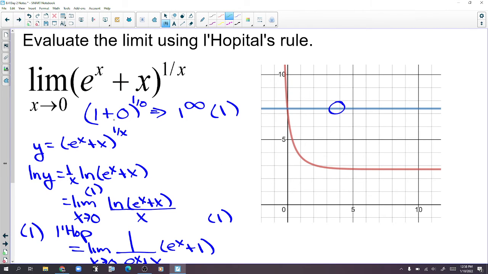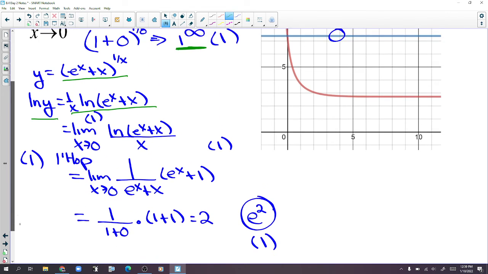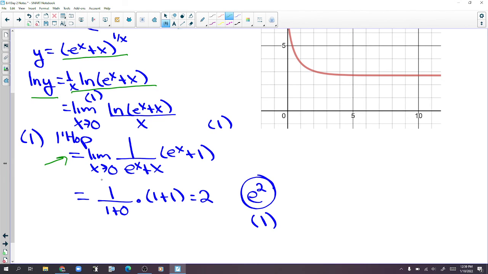Evaluate the limit using L'Hopital's. Our indeterminate form is 1 to infinity. We're going to let y equal the function. So the natural log of y is 1 over x natural log of e to the x plus x. We're going to use L'Hopital's. And we have 1 over e to the x plus x times e to the x plus 1. That's the derivative of the inside. And it's over 1. The derivative of x is 1. So we plug 0 in, we end up with 2. So the answer ends up being e squared.